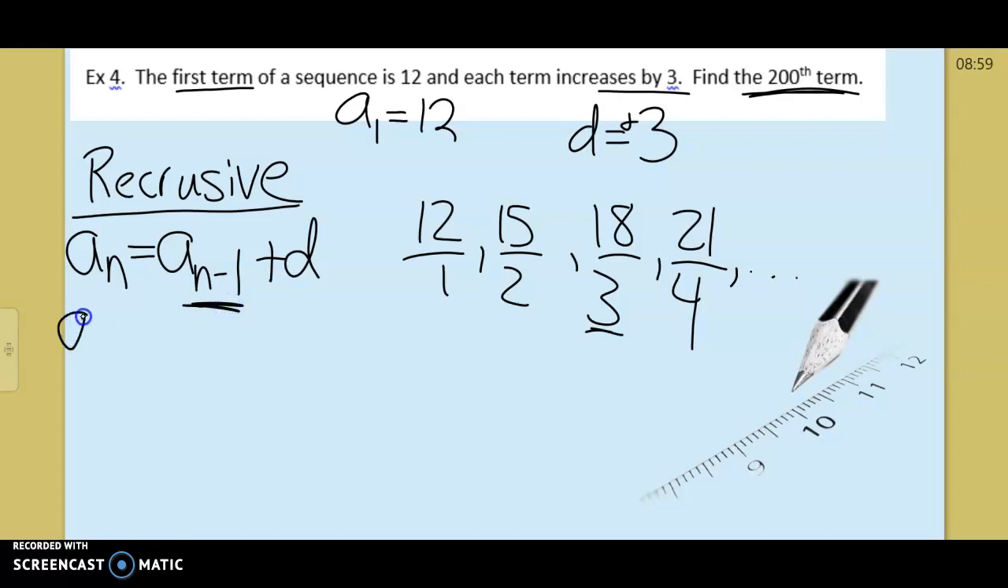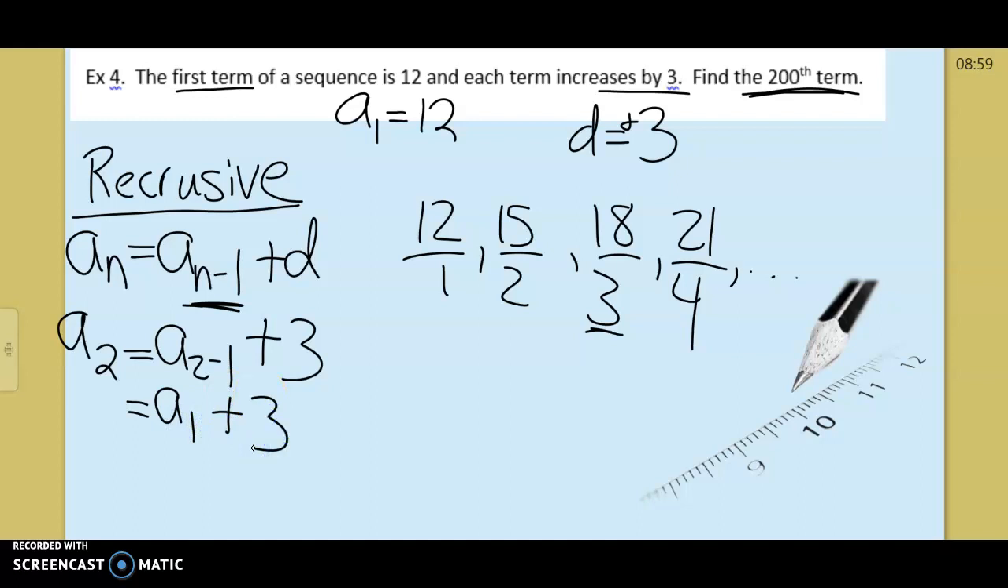If we want to find the second number, because we already know the first, what we're going to do is 2 minus 1 and add 3. What's this 2 minus 1? 2 minus 1 is simply making it the first number. And we're going to add 3 to that. What's the number in the first spot? 12. 12 plus 3 is equal to 15. So the recursive rule does exactly what your mind would think to do. Add 3 to the previous number and keep going up by that.